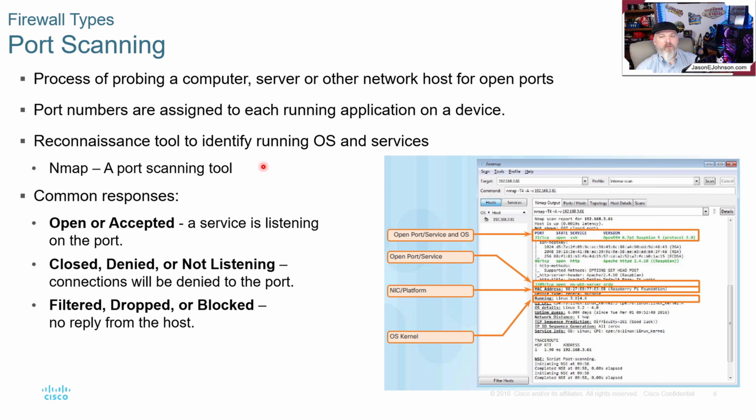So you use some type of reconnaissance tool like Nmap. That's another port scanning tool. You can find out if ports are open and accepting, closed, denied, or not listening at all, or filtered, dropped, or blocked. And you always want to have ports closed if you're not using them. If you have to have a port open and use it, then it needs to be open and that's fine, and you want to make sure that all the security processes are in place. But if you're not using a port, it needs to be closed and locked down so that no one can scan it and find a vulnerability for it.